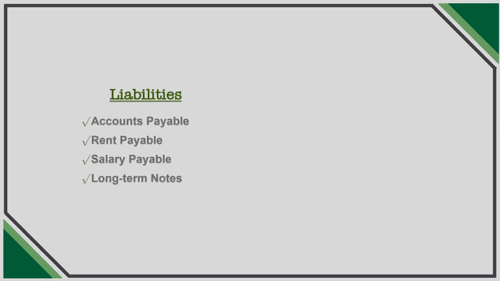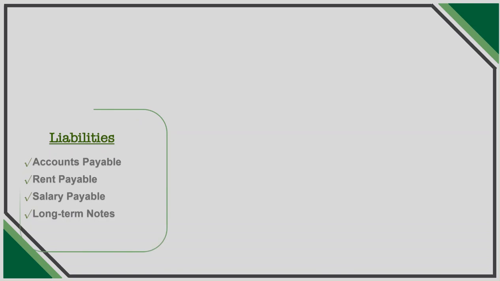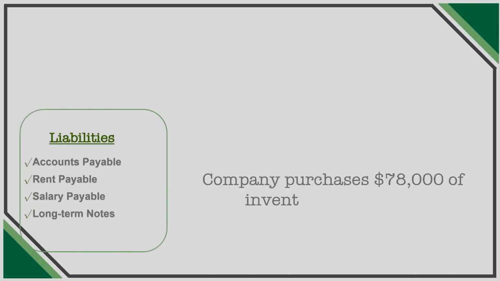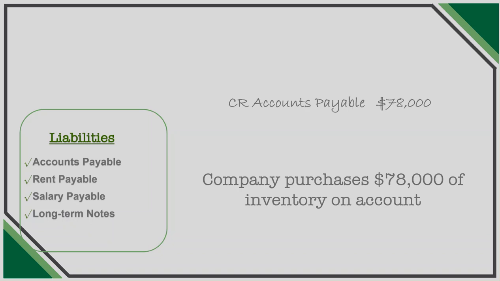For example, let's assume our company purchased $78,000 of inventory on account. In other words, they didn't have the cash for the goods, so they'll put it on account and pay it in the future. The company owes $78,000 to another company and must increase their liabilities for the amount due by crediting accounts payable for $78,000. The other side of the journal entry to make our equation balance would be the recording of inventory, an asset, by debiting inventory for $78,000.